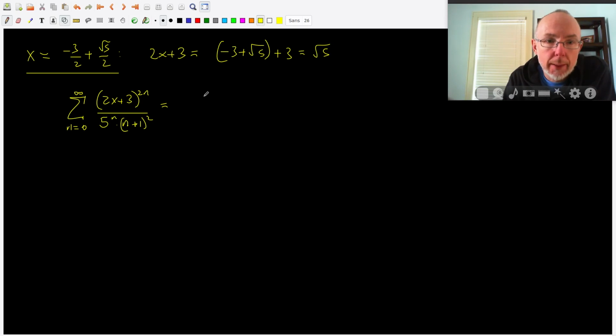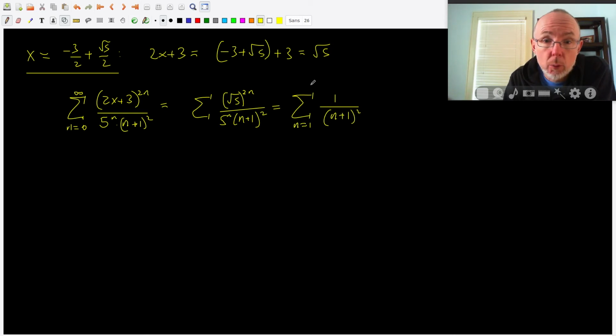Right? So when I plug that in here, what we're going to get is the sum of the square root of 5 to the power of 2n divided by the rest of it, 5 to the n plus 1 all squared. And so this is going to be the sum, again, square root of 5 squared is 5. So this is 5 to the n over 5 to the n. So they cancel, and we're just left with this. So n equals, I think, no, we started at 0, n equals 0 to infinity. There we go.